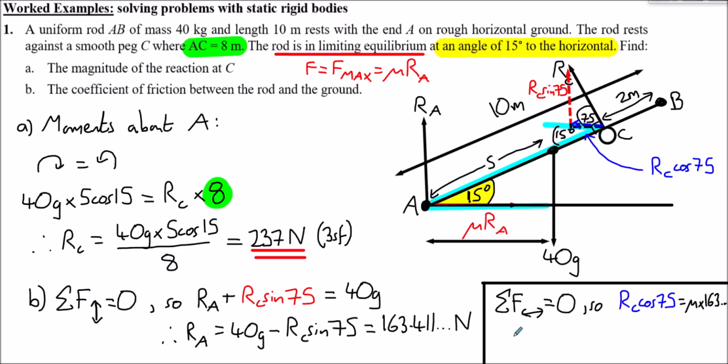So therefore, if we just divide both sides of this by 163 now, we can work out what mu is. So mu is going to be RC cosine 75 divided by 163. And that'll tell us what we've got, because we worked out RA already, which is this 163 business.